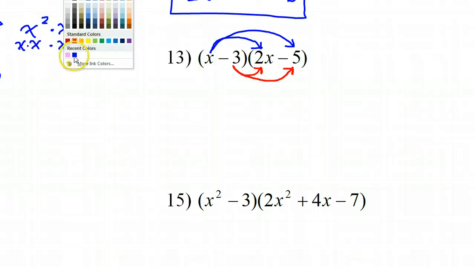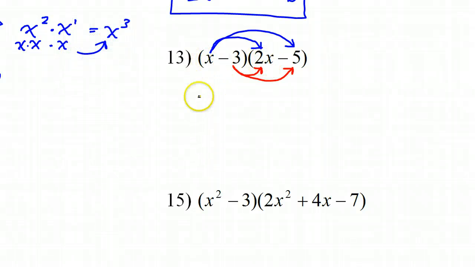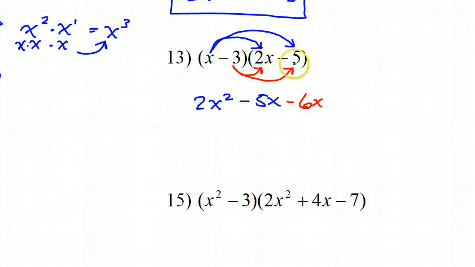All right, but let's start with the x. X times 2x would be 2x squared. X times negative 5 would be negative 5x. Okay, now I'm going to distribute the negative 3. Negative 3 times 2x is negative 6x. Negative 3 times negative 5 is positive 15.